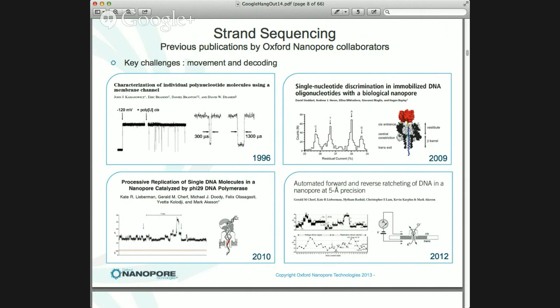Now we reproduced this work very quickly, which is very nice, but we quickly found that the movement of a lot of enzymes just simply isn't good enough. They tend to move backwards and forwards and hop and skip. And if you can't get unidirectional, one base at a time movement, it becomes nearly impossible to interpret these signals.